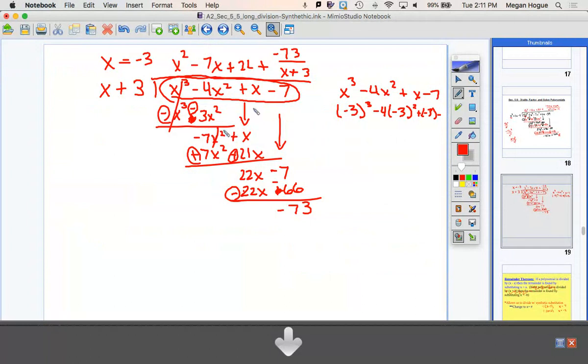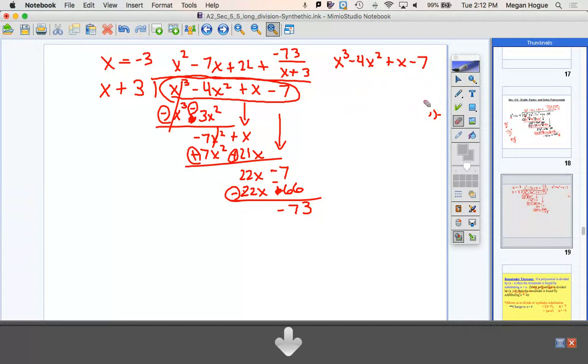Okay, so let's go back and do this problem with synthetic. Let's see if I can write that any neater. That's a little neater maybe. So that's what we're dividing, and we're dividing that by x plus 3. That's what we just did, but now I'm gonna do it with synthetic, so we don't need our calculators right now. I was about to just plug the whole thing in. So I'm gonna say x equals negative 3.